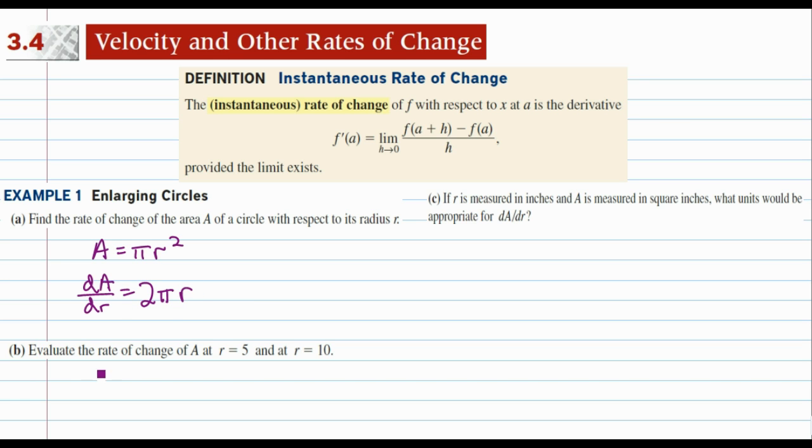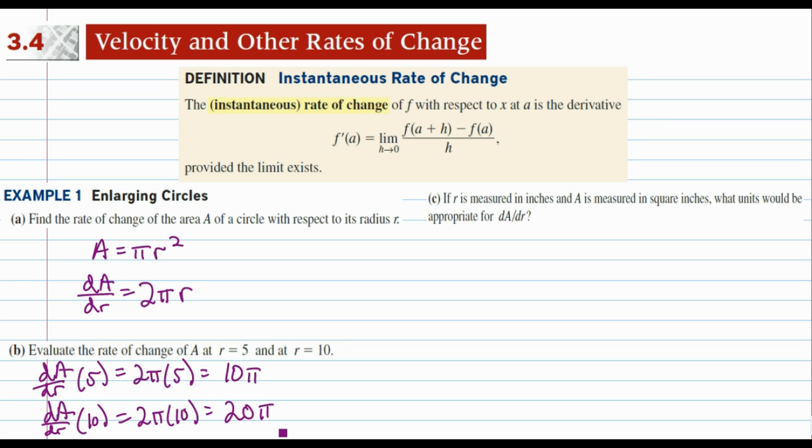Part B asks us to evaluate the rate of change of A, so dA/dr, at r equals 5 and r equals 10. So I want to find dA/dr of 5 and dA/dr of 10. So when the radius is 5 inches, the rate that the area is changing is 10 pi. And we'll talk about units in a second. And then if the radius is 10 inches, the area is changing at 20 pi.